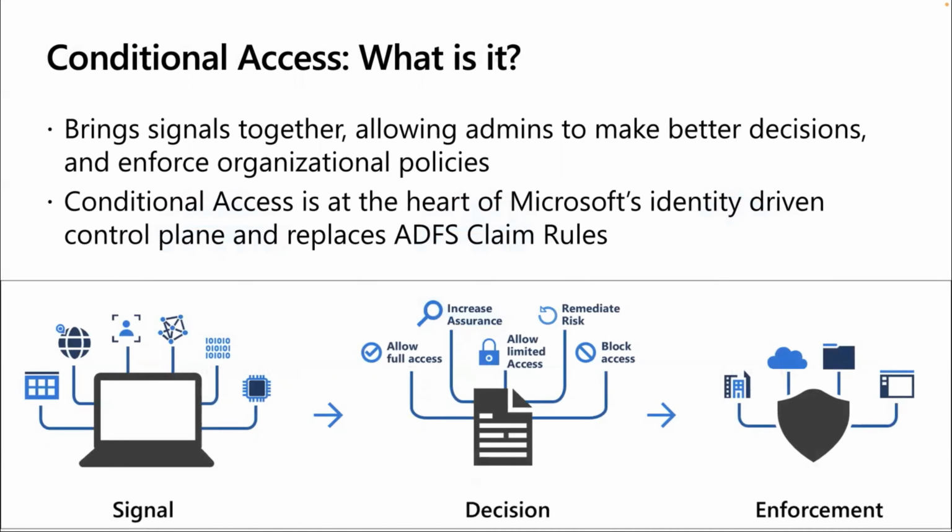So conditional access, as I said, monitors signals. So based on the device that you're using, based on the application that you're trying to access, in the location where you're trying to access it, these are some of the signals, and based on those signals, you'll either get entry or you'll not get entry. If you get entry, it may require some additional information, for example, multi-factor authentication. And as I've mentioned, it replaces Active Directory Federation Services claim rules from previous versions.